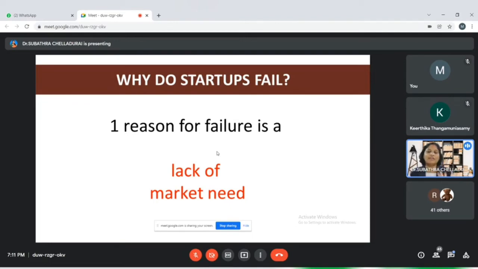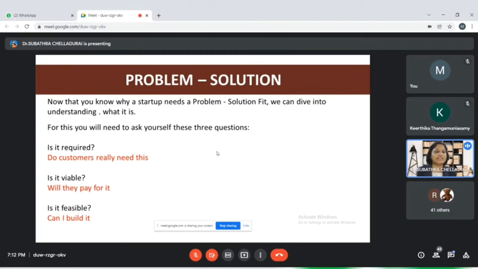When you start a startup, in order not to fail, you need to identify the need of the market. So one reason for failure is a lack of market need. You can take it as the major reason as well.